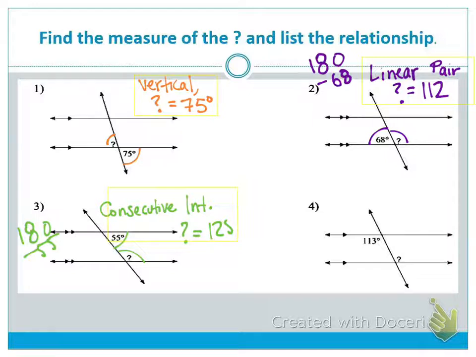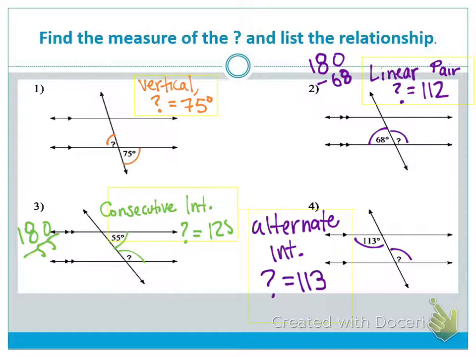All right, and the last one like this. What relationship do these 2 angles have? They're alternate interior. So again, you can shorten interior to INT. Alternate interior. What do we know about the measures of alternate interior angles? They're congruent. So the question mark is 113.